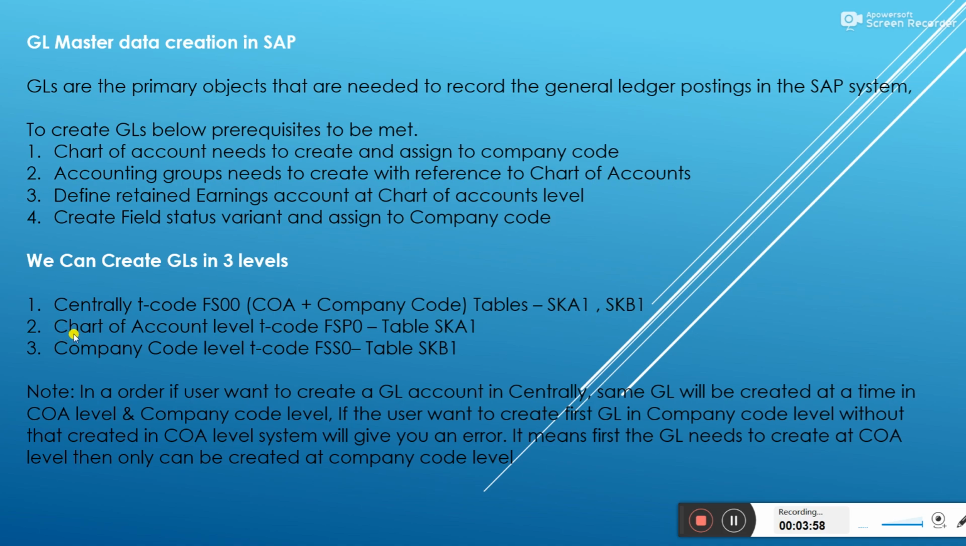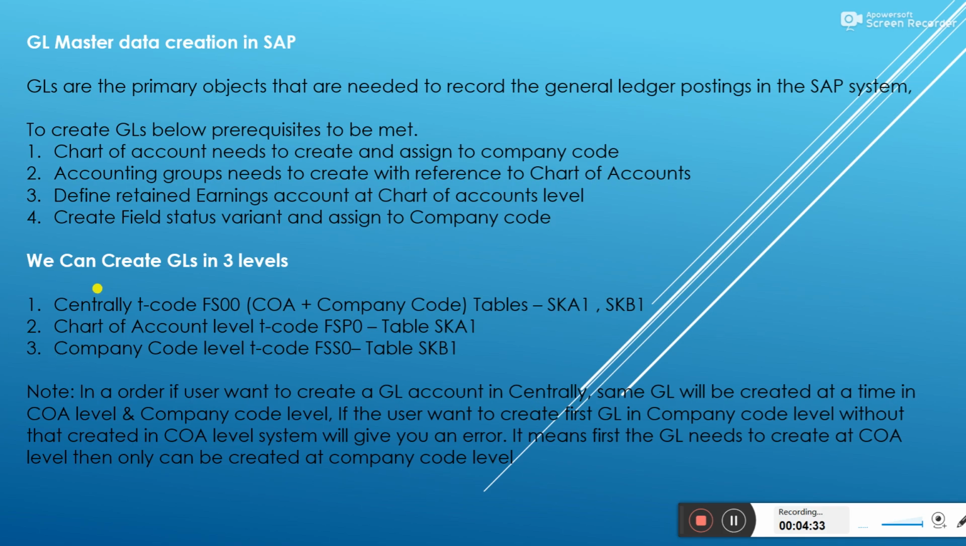Now let us see chart of accounts level only. If you want to create only at chart of accounts level, you can use transaction code FSP0, and the GL information will be saved in SKA1, not in SKB1. Again, if you want to create at company code level, you have a separate T-code, FSS0, and the table will be SKB1. When you are creating, there is an approach you need to follow. Whether you want to create a GL account centrally, that is fine, the system will allow you to create centrally.